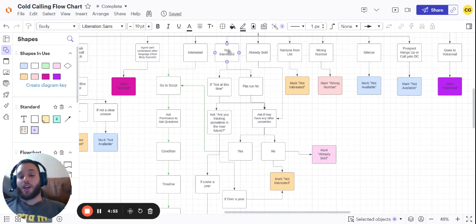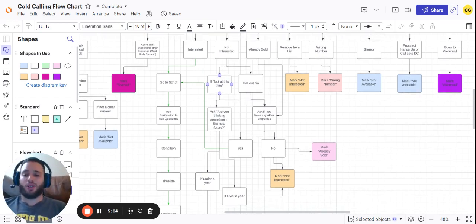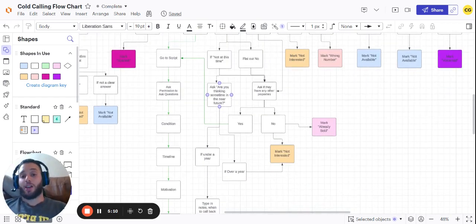But let's say they tell you they're not interested in a kind of wishy-washy way. No, we're not looking to sell just yet, or no, not at this time, or no, not right now. Then you ask, are you thinking maybe sometime in the near future? Some people might say, you know, not until the next 5 years, or a few years down the road when the kids move out to college. Then you'll be like, oh, okay, thanks, let me know, bye, and you mark them as not interested.